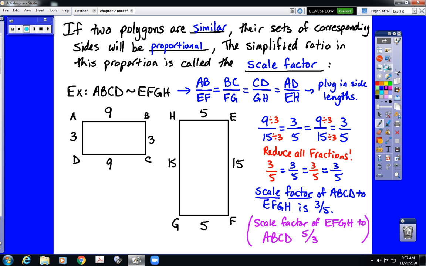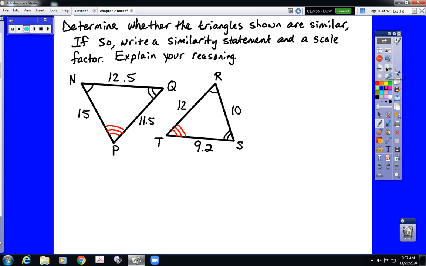All right. One more slide and we'll call it a video. Determine whether these triangles shown are similar. If so, write a similarity statement and a scale factor. Explain your reasoning. So in order to show that two shapes are similar, we have to show that their angles are congruent and that their sides are proportional.